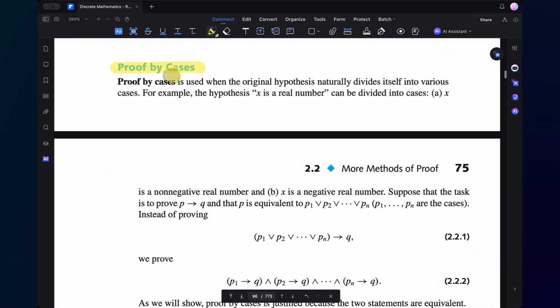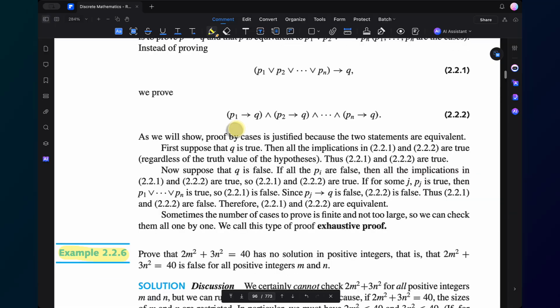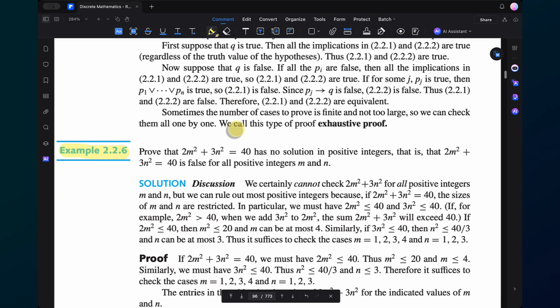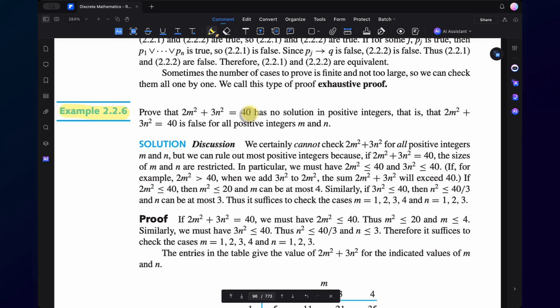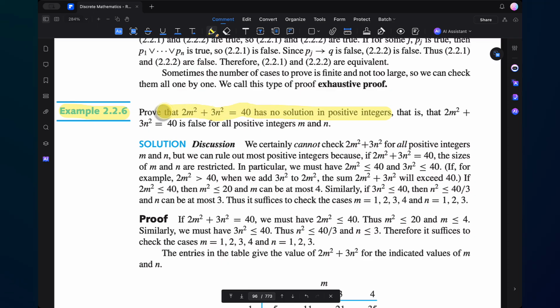Then here's a proof by cases. So here's a good example. Let's go through this one. They want us to prove that 2m squared plus 3n squared equals 40 has no solutions in positive integers. Well, this one cries out for us to exhaust all possibilities, because how many m's and n's satisfy that, right?